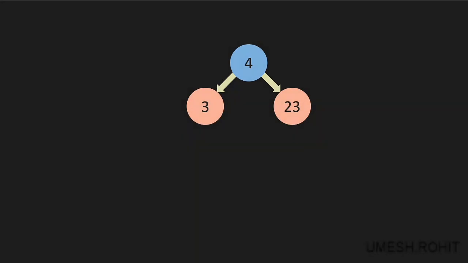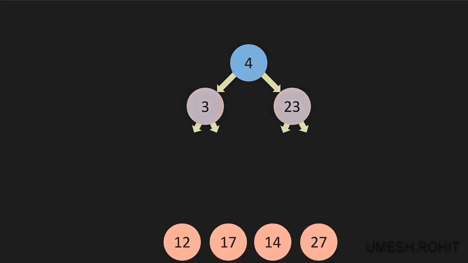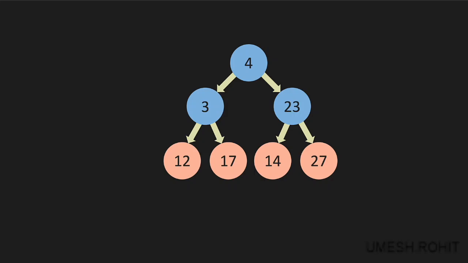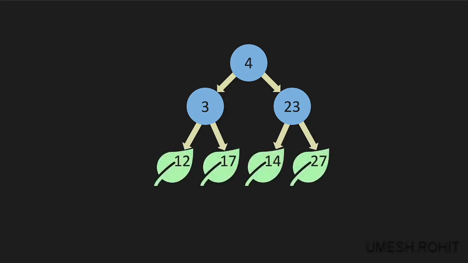And child nodes, of course, can also be parent nodes. Now these nodes at the bottom, they don't have any children, and a node that doesn't have children is called a leaf. All right.